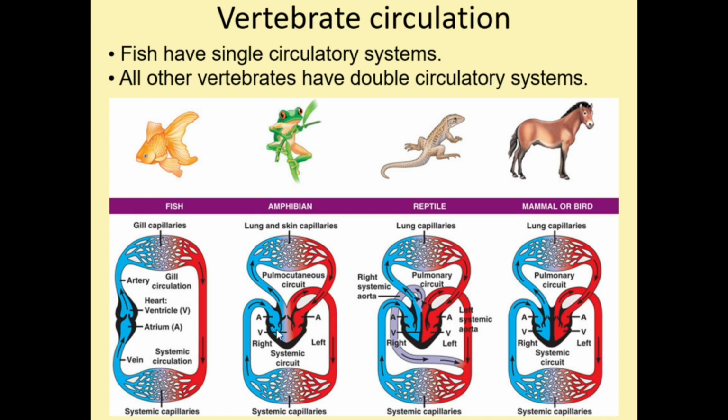They have a three-chambered heart. So the fish just had the two-chambered. An amphibian has a three-chambered heart. It has a right and a left atrium. So remember, the atria are the receiving parts of the heart. And then they have a single ventricle for pumping. So deoxygenated blood comes to the right atrium.